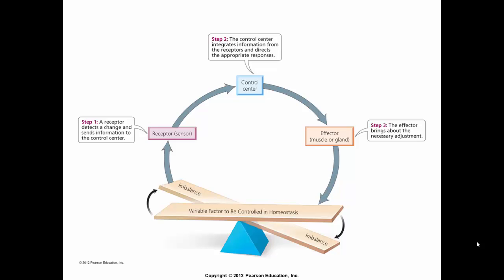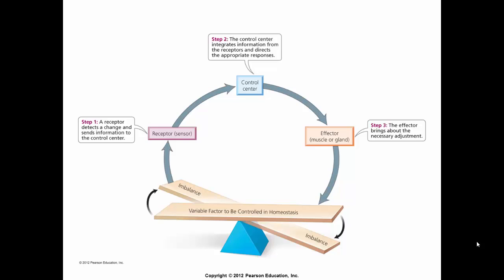So this just shows our set point on the seesaw, the variable factor to be controlled in homeostasis. In step 1, a receptor detects a change, which could be internal or external, and sends information to the control center, being the brain. A receptor is, in this case, a sensory receptor that is going to sense some change. In step 2, the control center, the brain, integrates this information from the receptors and directs the appropriate response. And in step 3, the effector brings about the necessary adjustment.